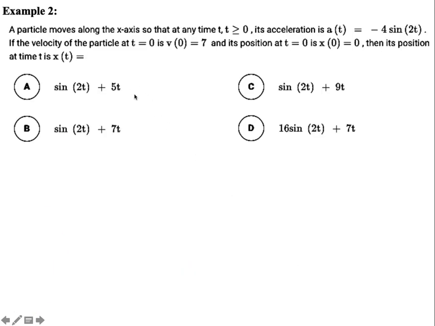This next example has a particle moving along the x-axis. And we're looking at positive values of time, which should make good sense there. We don't have anything such as negative time. We have an acceleration function. And then we have a bunch of conditions that we have to meet. We say the velocity at t equals 0 starts out at 7. And its position at t equals 0 starts out at 0. So right on the origin there. So we want to find its position at time t in general. In other words, we want to find the position function.